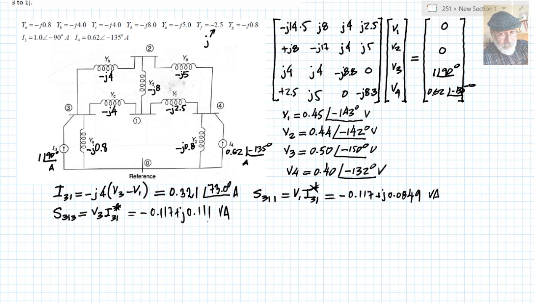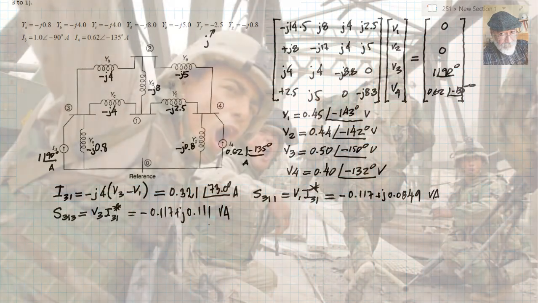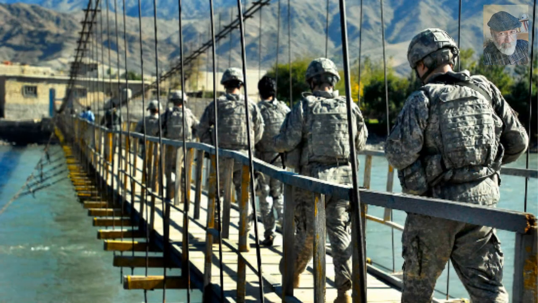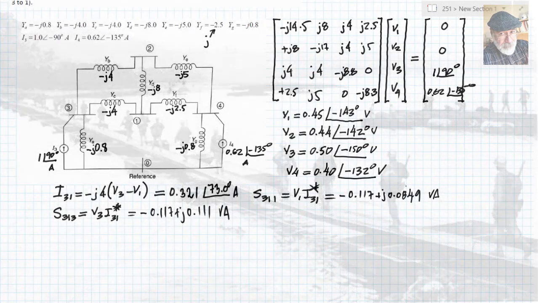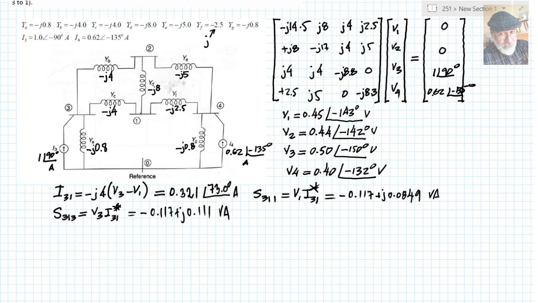How is that again about millivars? Well, imagine a situation like this. You have a bridge, and you have soldiers that you are sending to cross the bridge. You send 111 soldiers to cross the bridge, but at the other end of the bridge only 85 of them arrive. So the ones that actually cross the bridge are 85 soldiers. So that is the power that flowed through that link: 84.9 millivars flowing from 3 to 1 and 117 milliwatts flowing from 1 to 3.